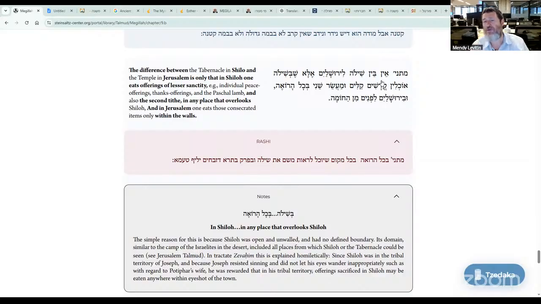There were laws that were affected by the building of Shiloh and the building of the Beis HaMikdash, and that's what we're going to discuss in this Mishnah. The Mishnah says like this: Ein bein Shiloh li Yerushalayim. What is the difference between Shiloh and Jerusalem?